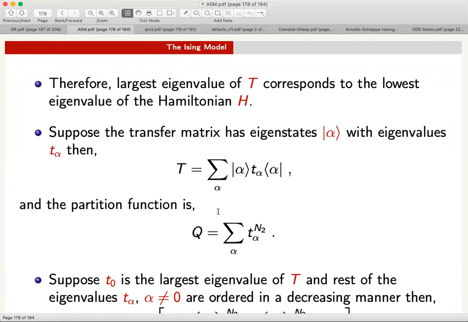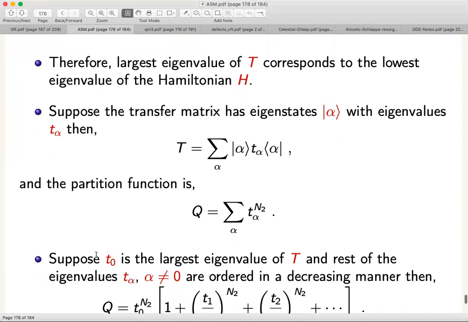So we are going to take a trace of T to the N2, and the trace would take care of all these alpha states which are sitting at the end of the T to the N2 expression. Once you get rid of those, you basically get T alpha to the N2, because all these states are in a diagonal basis. Now suppose T0 is the largest eigenvalue among these, and after that the next one is T1, the one after that is T2. Suppose we label them in that particular fashion.